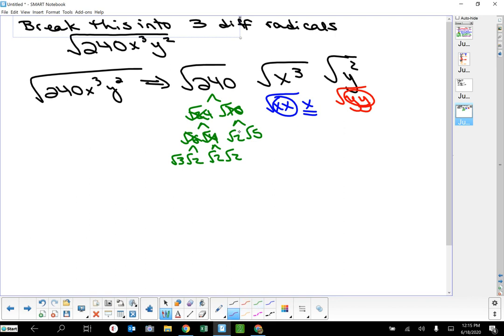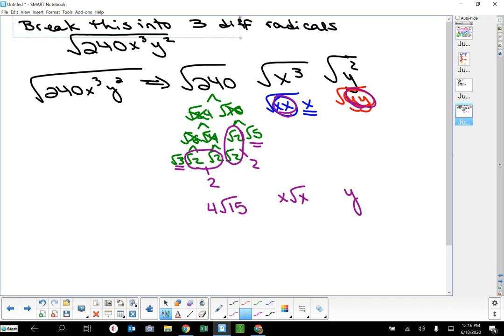All right, so let's go back to the green. I have a set of 2's here, which give me a 2. Another set of 2's here, which give me another 2. And a rad 15. So if you do each of these individually, 240 comes out to 4 rad 15. The x to the third turns into an x will come out because of those two, and an x will stay in. And for the y's, you have one group, so one will come out and you have no radical.